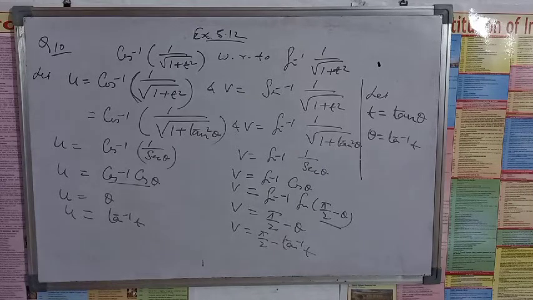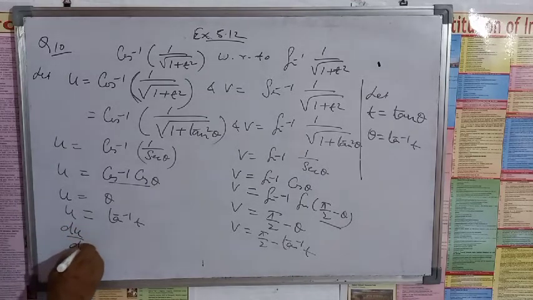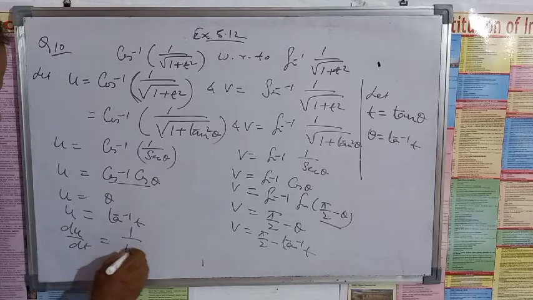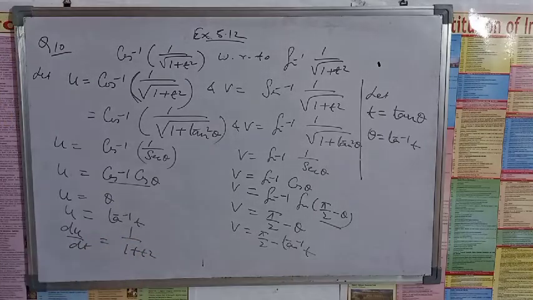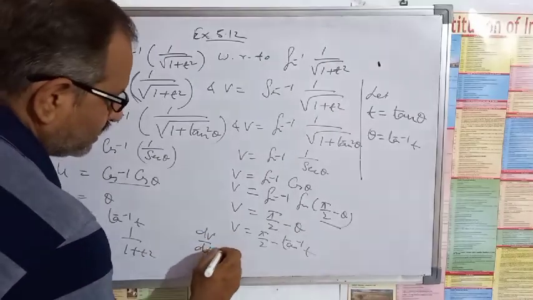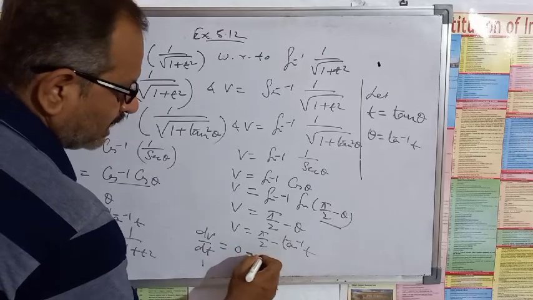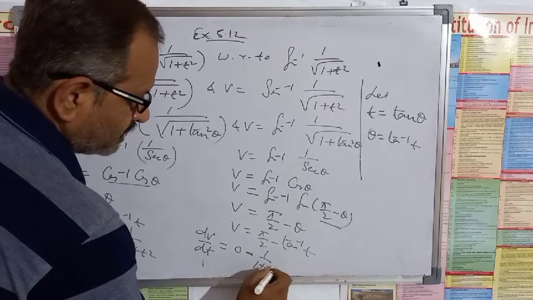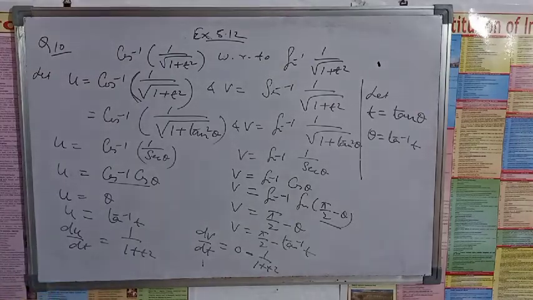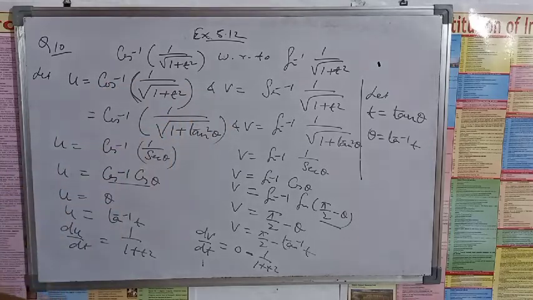Now we have to differentiate. Du by dt: the derivative of tan inverse t is 1 upon 1 plus t square. And dv by dt: pi by 2 is a constant, so its derivative is 0, minus the derivative of tan inverse t, which is 1 by 1 plus t square. But we have to find what? Du by dv.